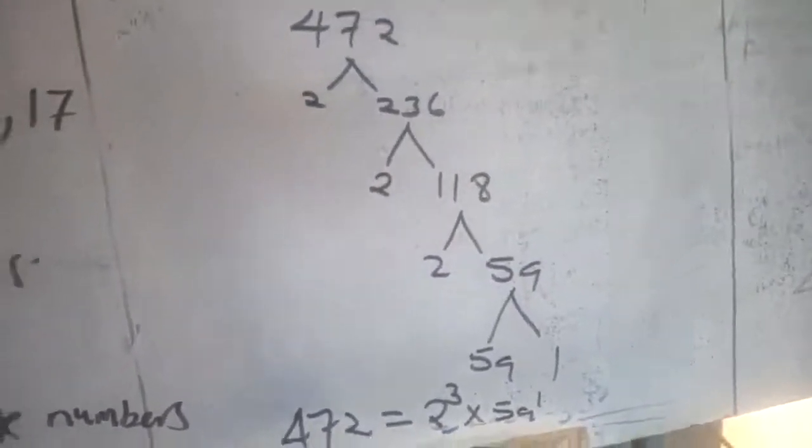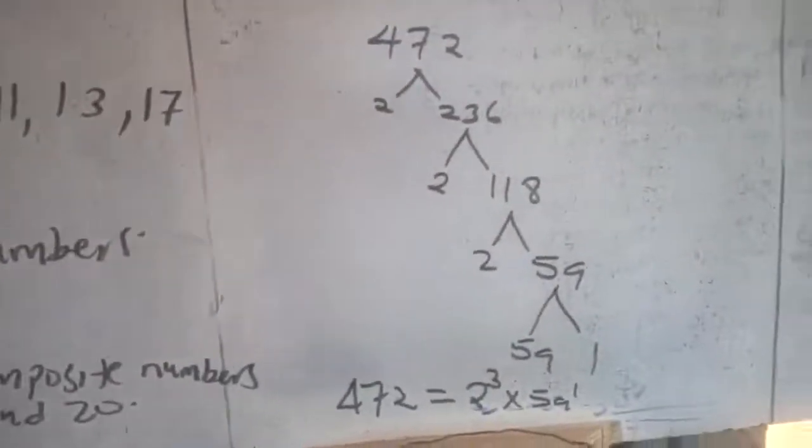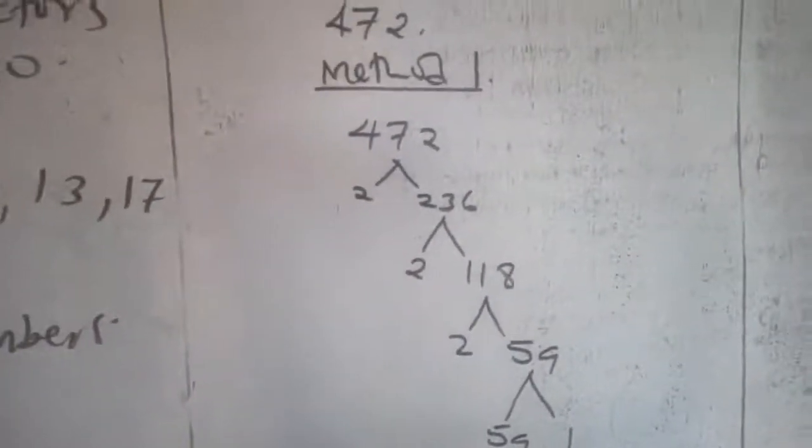The second part of the question, still in this example 3, you are told to write all factors of 472.